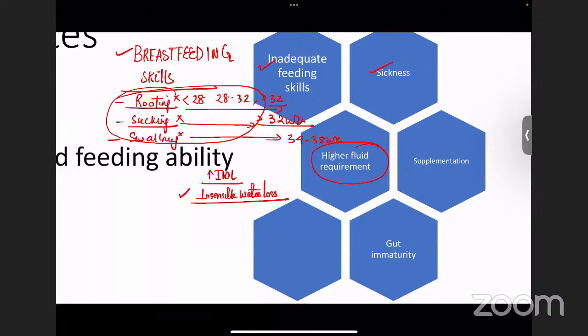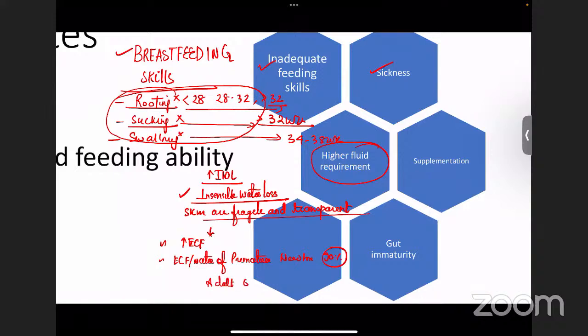Insensible water loss. They are more prone to it because their skin is not very transparent, the skin is fragile and transparent, right? As a result, they lose more extracellular fluid. Mind you, the extracellular fluid or water balance of the neonate, of premature newborns, is around 90%, whereas the adult is around 60 to 70%. So the baby has to lose this 30%.